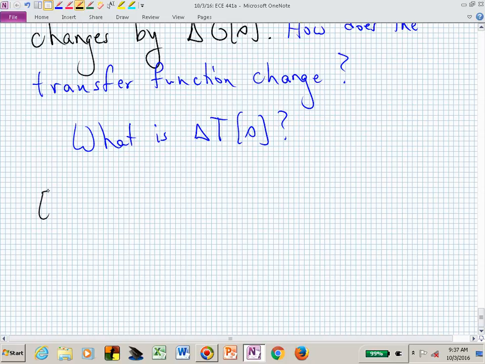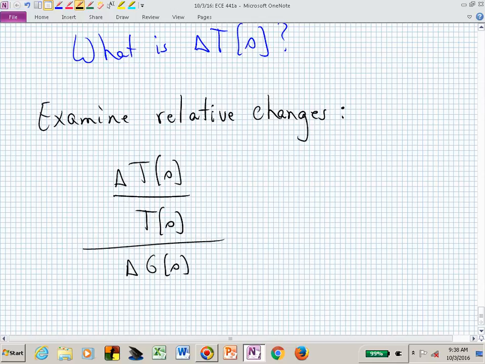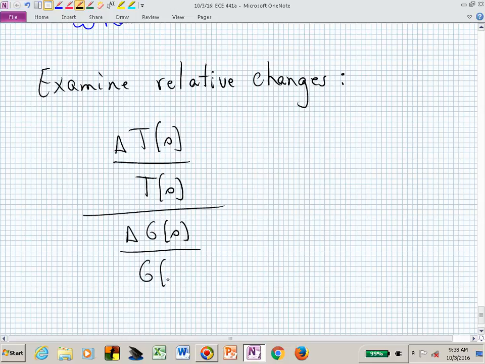So we are going to examine how this works on a relative basis, meaning we are interested in how does the transfer function change, delta T, normalized to the original transfer function relative to the change in your system normalized to the system itself. And this is our quantity of interest.